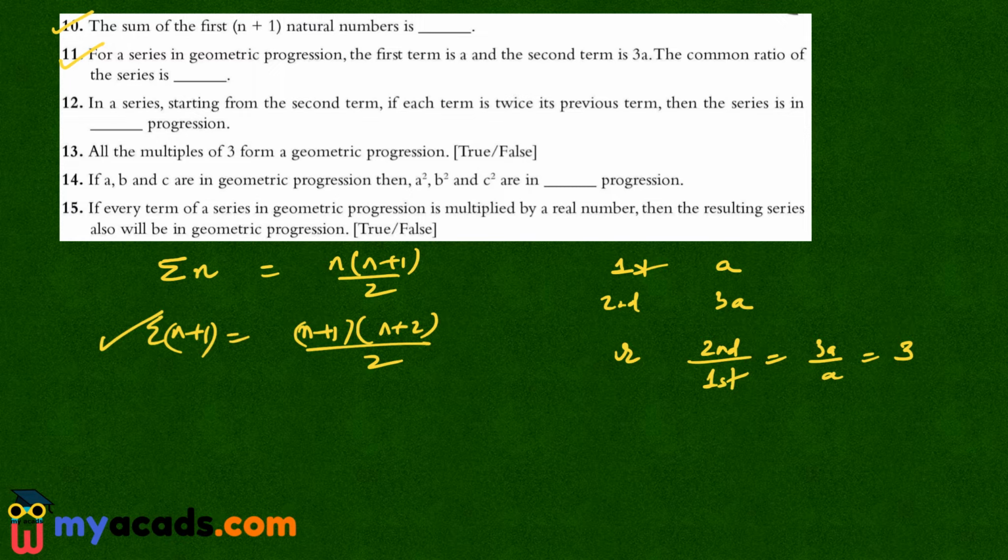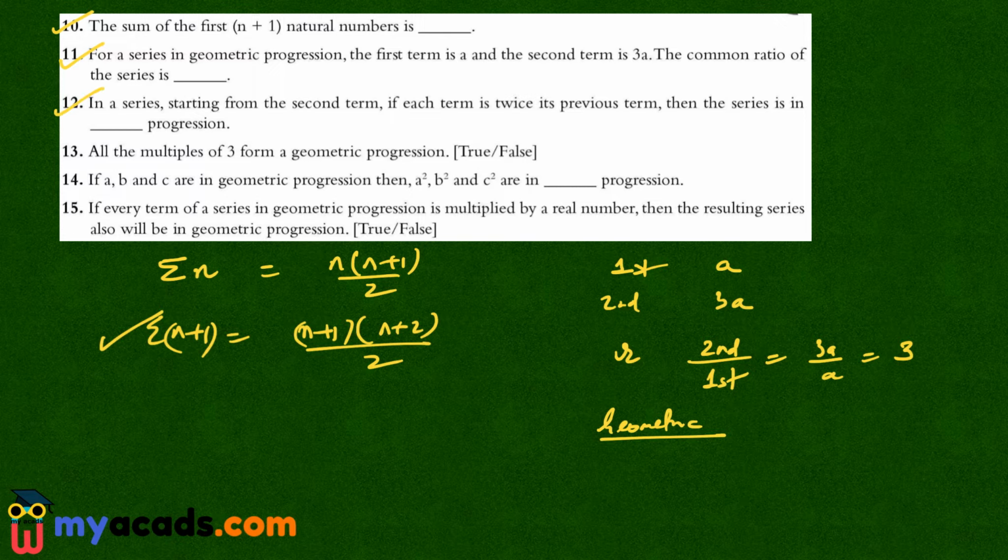Let's see question number 12. In a series starting from the second term, if each term is twice its previous term, then the series is in, okay. So every term is twice the previous term. So I know that this is a geometric progression. So my answer is geometric progression.